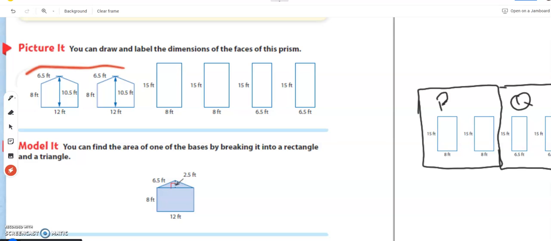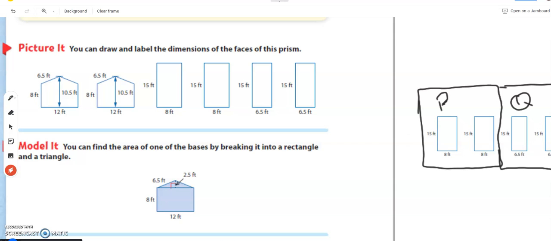So if we split it up into the different surfaces, we've got the 2 bases here. Maybe the base of the prism is the polygon. So this is 8 feet, 12 feet, another 8 feet, 6.5 and 6.5. Both of these are the same. We've got 2 here, which are the sides of the building. It's 15 by 8, 15 by 8. And these 2 are the sides of the roof. 15 by 6.5, 15 by 6.5.